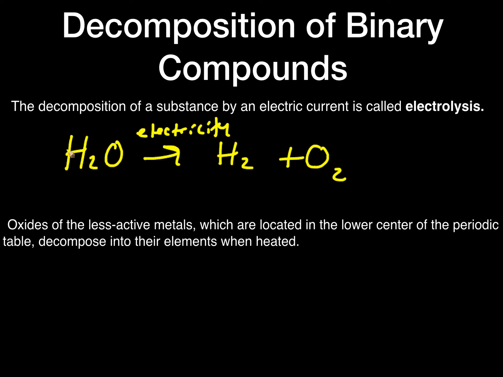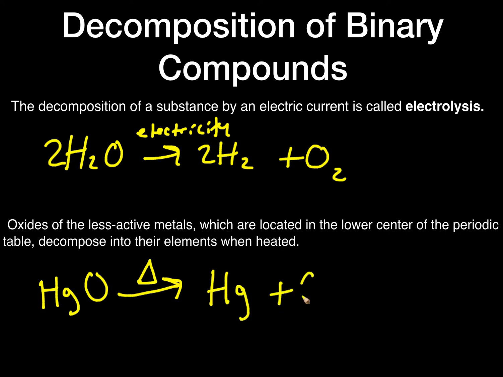So to balance this, we'd have a 2 in front of the H2O, a 2 in front of the H2, and leave the 1 in front of the O2. Oxides of these less active metals, which are located in the lower center of the periodic table, decompose into their elements when heated. So for example, say we had mercury 2 oxide, HgO, and heat is present. It would be broken down into Hg plus O2. So remember to balance this, we'll put a 2 in front of the HgO and a 2 in front of the Hg. So our coefficients read 2, 2, 1.